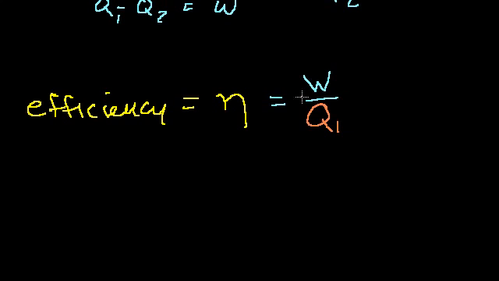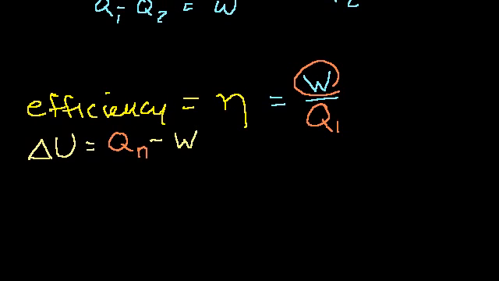Now let's see if we can play around with this and see how efficiency would play out with some of the variables we're dealing with in the Carnot cycle. So what was the work that we did? Well, we know our definition of internal energy. This has been more useful than you would have thought for such a simple equation. Our change in internal energy is the net heat applied to the system minus the work done by the system, right?